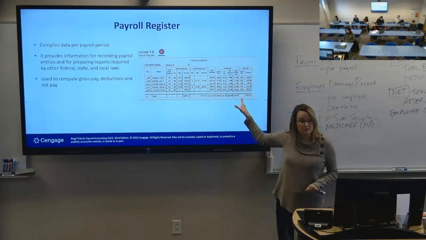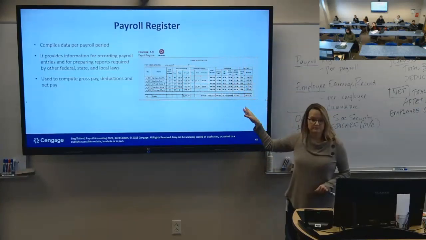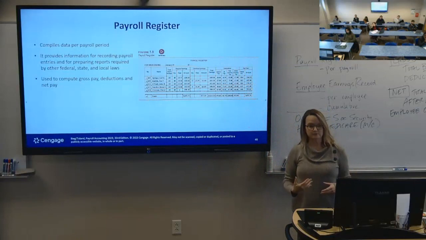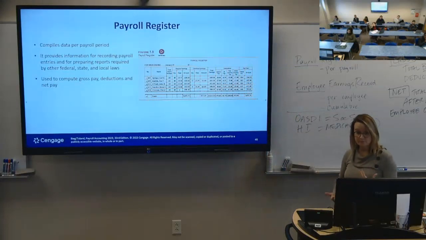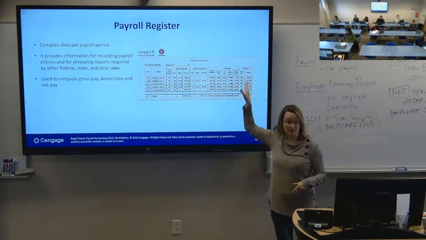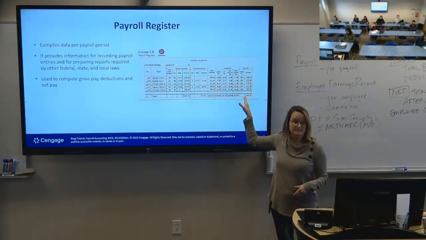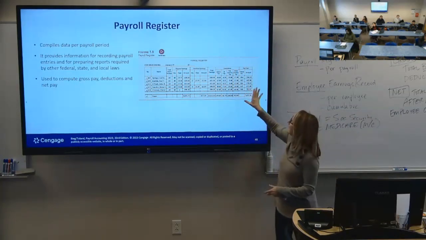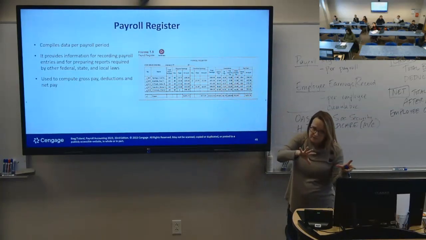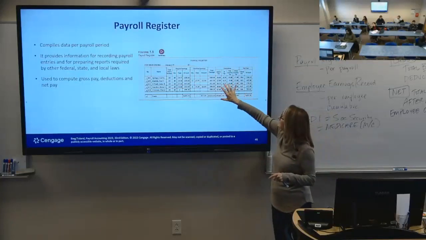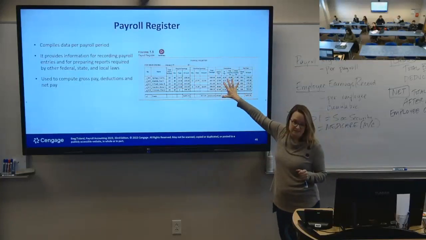So each deduction is going to have a column. If our employer offered a retirement plan where the employee contributes a portion toward that retirement plan, we would have a column for that deduction as well. Now, oftentimes it will be separate. Those types of voluntary deductions would be separate from these tax deductions.